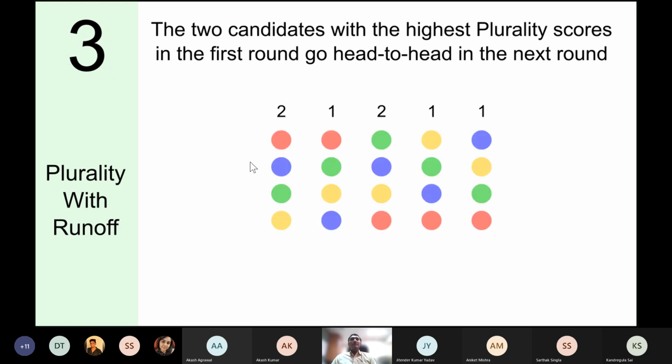Suppose this is our input. This time we have 2 voters who have this preference, 1 voter with this preference, 2 voters with this preference, and so on.